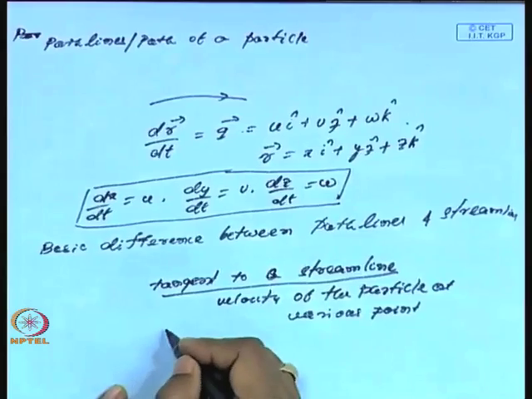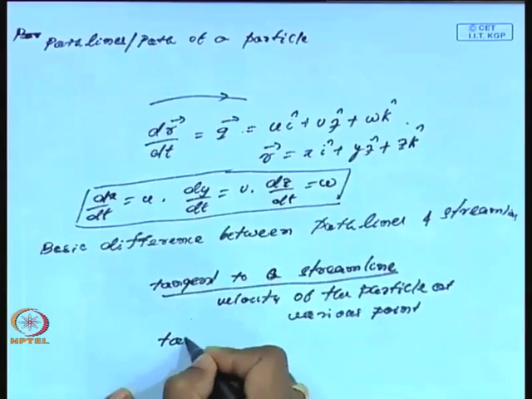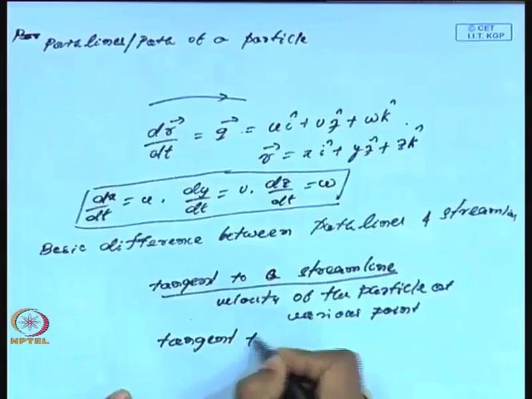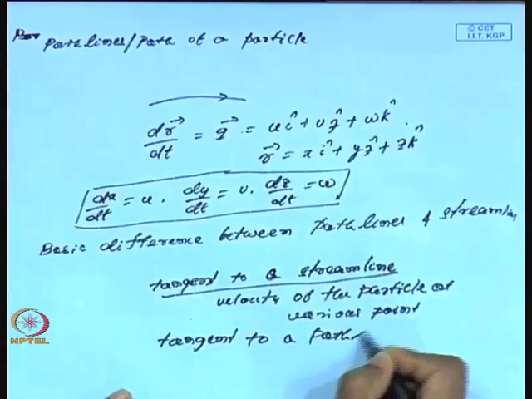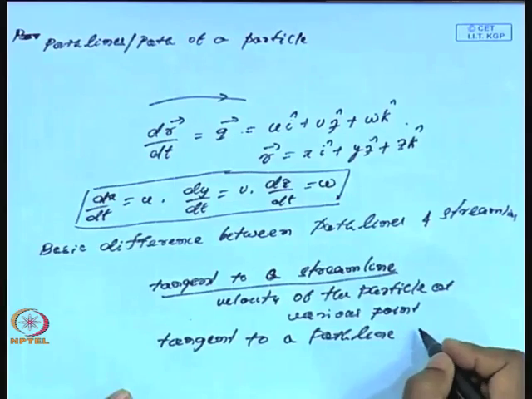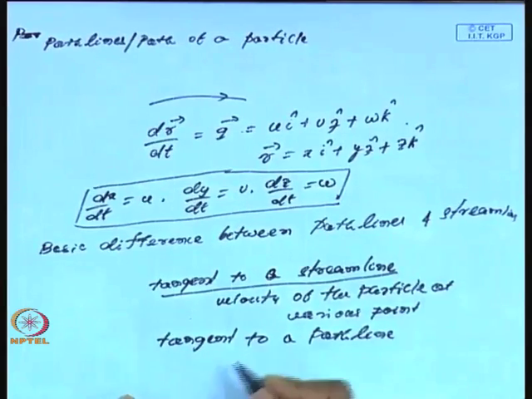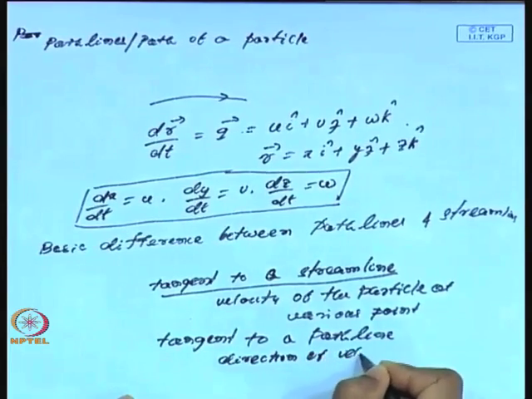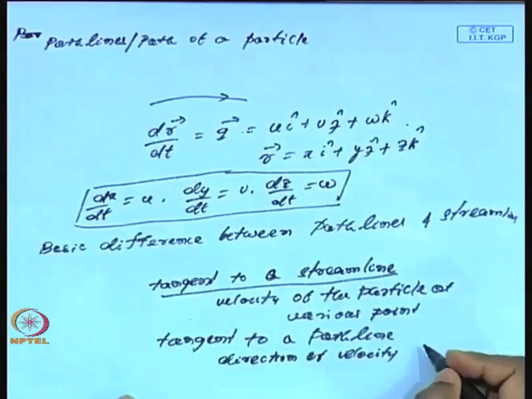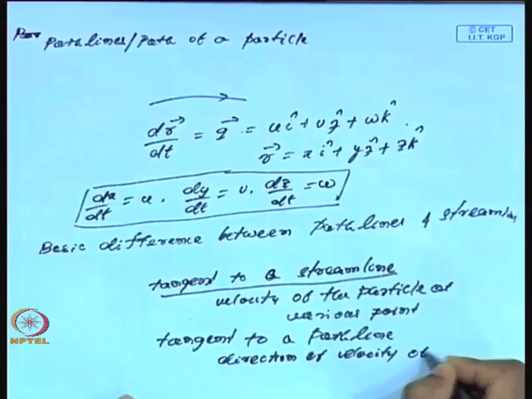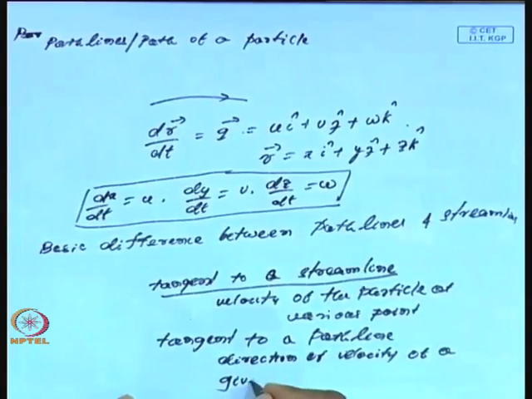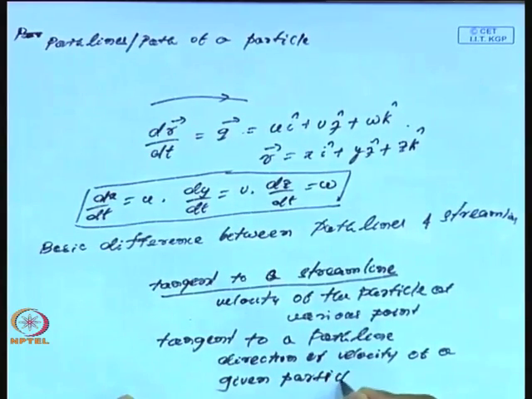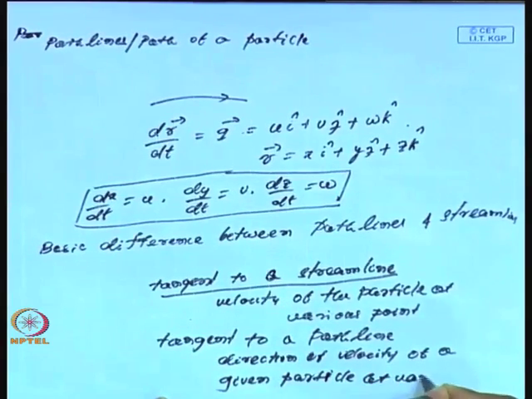On the other hand, the tangent to a path line, if you draw a tangent to a path line, gives the directional velocity of a given particle at various times.